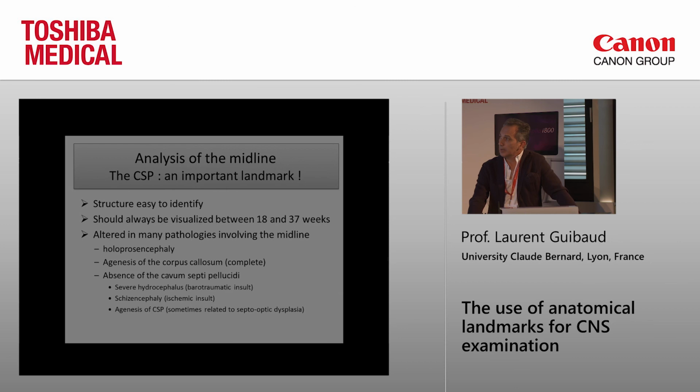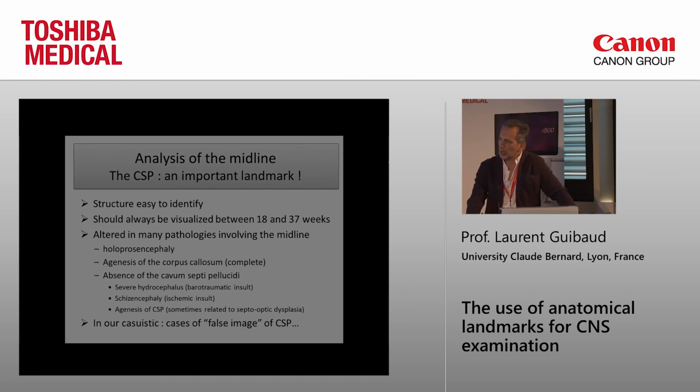But in many conditions involving the midline, this CSP will be not present: in holoprosencephaly, in complete agenesis of the corpus callosum, and you may also have absence of the cavum septum pellucidum when you have a severe hydrocephalus because of a bad or traumatic insult, schizencephaly because of ischemia, and you may have congenital absence of the cavum septum pellucidum, which is an agenesis, and in a few cases, related to septo-optic dysplasia.